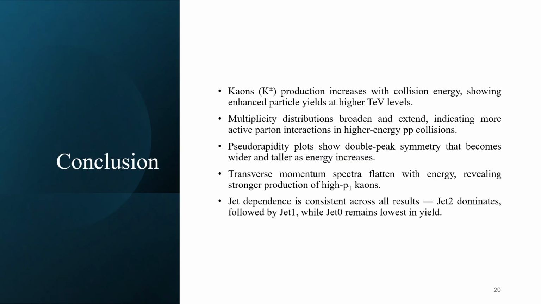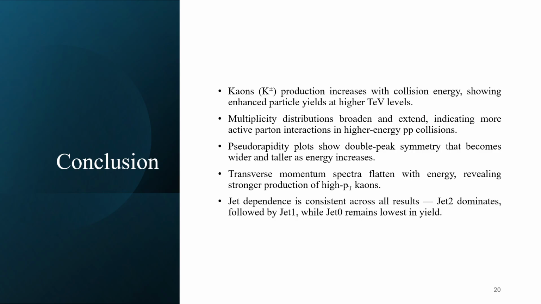So here is the conclusion after simulating Kaon particles at different LHC energies and studying their parameters. We got these conclusions: Kaon production increases with the collision energies, which shows enhanced particle yield at higher tera electron volt levels. So as you increase the collision energy, you can easily produce more kaons.